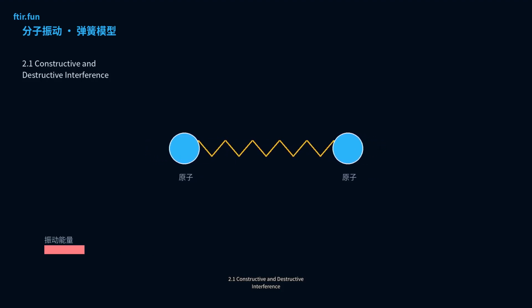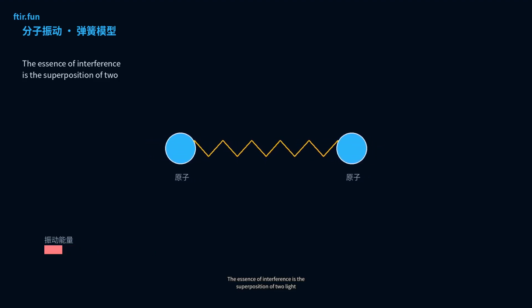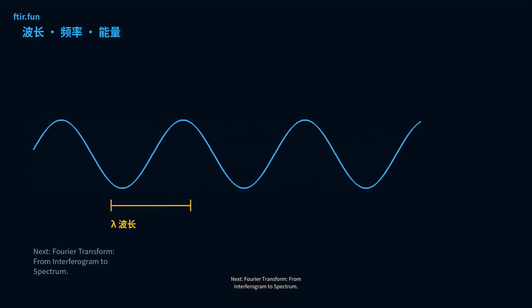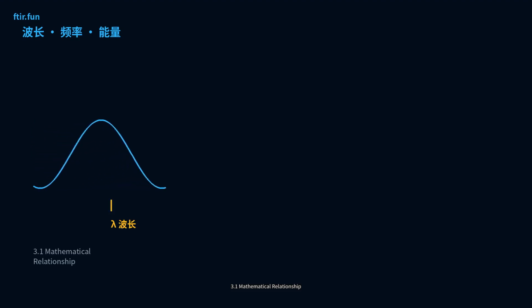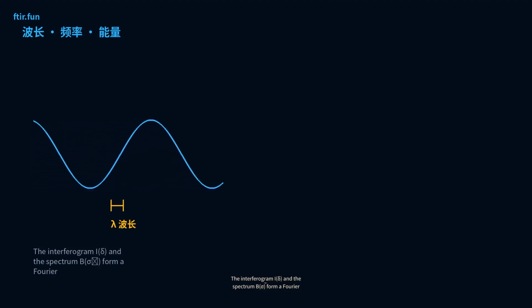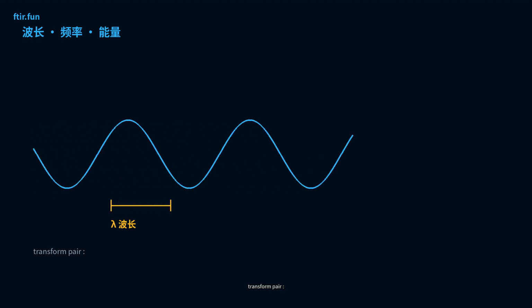Next, principle of interferogram generation. 2.1 Constructive and destructive interference. The essence of interference is the superposition of two light beams. Next, transform from interferogram to spectrum. 3.1 Mathematical relationship. The interferogram I(delta) and the spectrum B(sigma) form a Fourier transform pair.